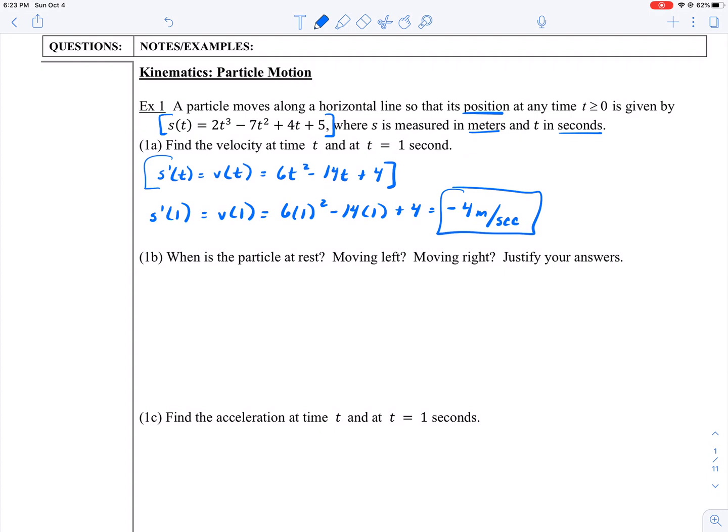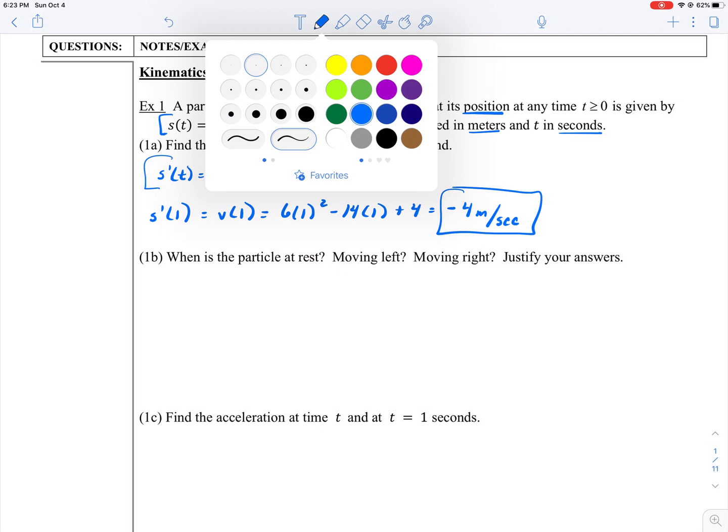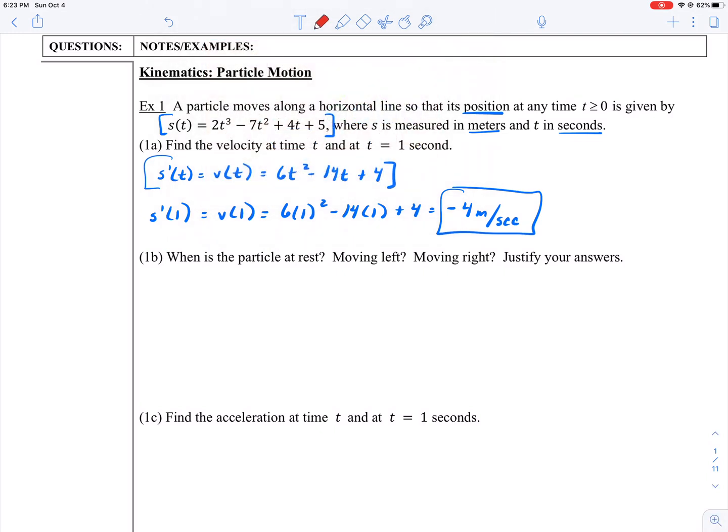So we're going to take some of that information and apply it to 1b. When is the particle at rest? When is it moving left? And when is it moving right? This is a direct application of the first derivative test. I can tell when a function is moving positively or negatively based on its derivative. If I want to know when the particle is at rest, that's when the velocity is equal to 0. That's also where I could possibly be changing direction. So that's my first step in this process.